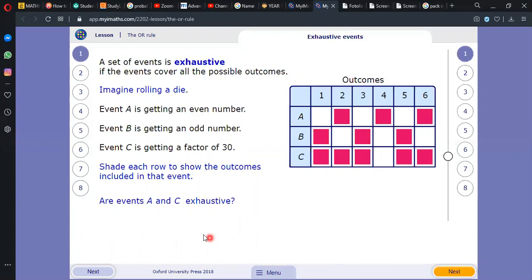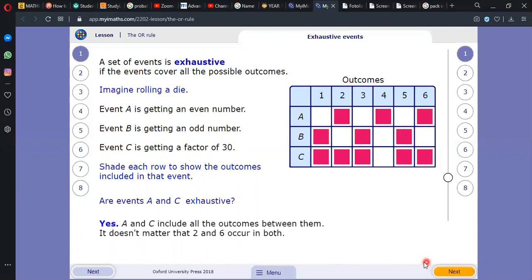Let's take the next one. Events A and C, are they exhaustive? A and C, let's see. 1 is filled, 2 filled, 3 filled, 4 filled, 5 and 6. Yes, they are exhaustive as well. You can see that A and C include all the outcomes between them. It doesn't matter that 2 and 6 occur in both. Being exhaustive just means that once you combine the two events together, they cover all the outcomes that are possible.